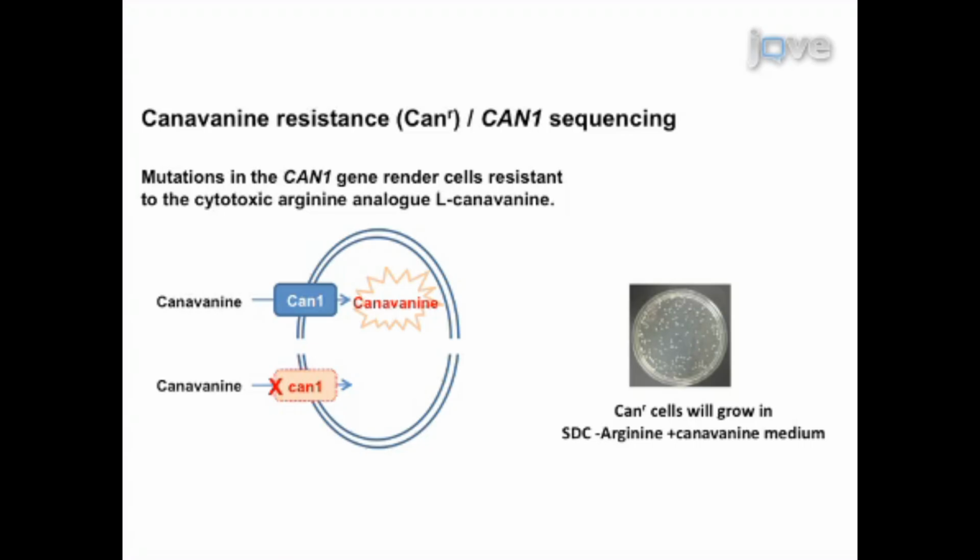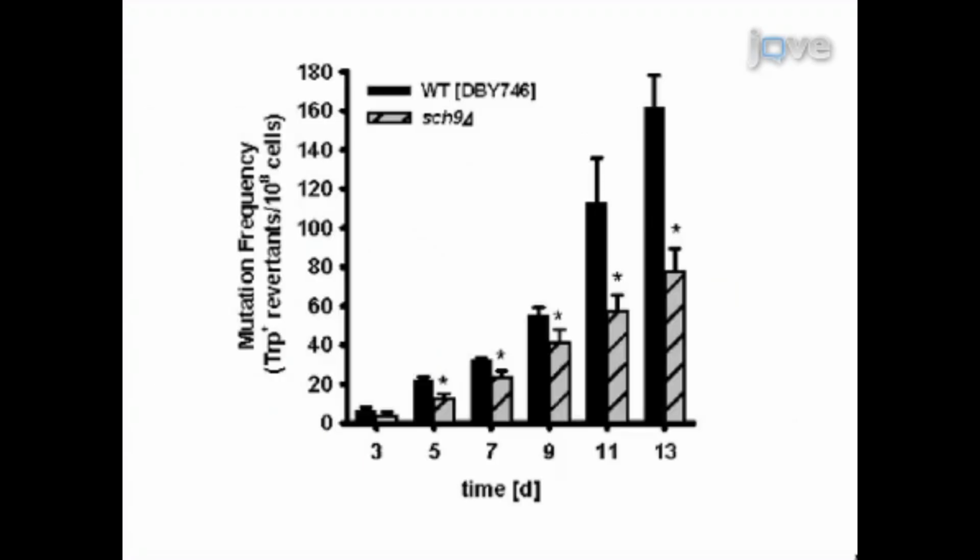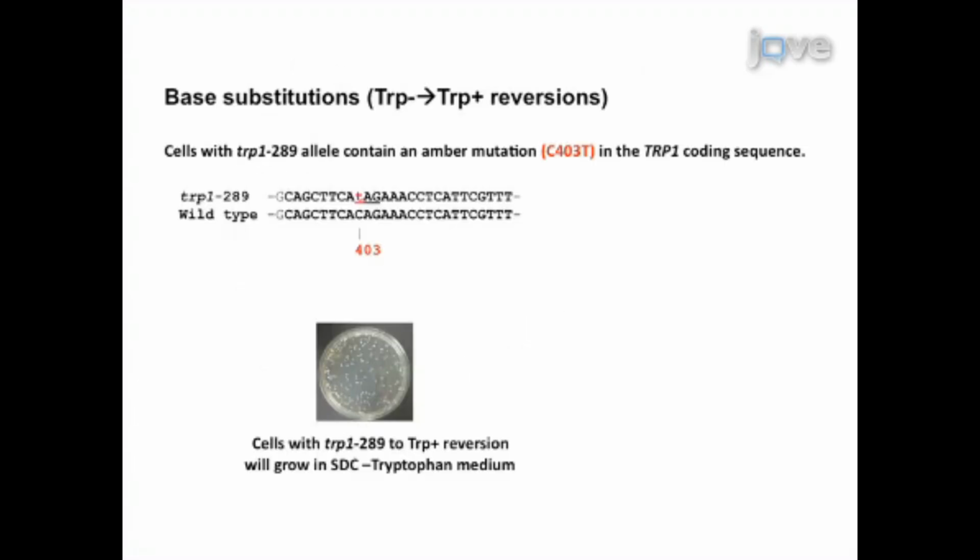Canavanine-resistant cells will grow on arginine dropout synthetic complete medium plates supplemented with L-canavanine sulfate. Measurement of TRP-positive reversion frequency in a strain containing an amber mutation in the TRP1 coding sequence allows the estimation of the rate of base substitution during yeast chronological aging. TRP-positive reversion cells will grow on tryptophan dropout plates.